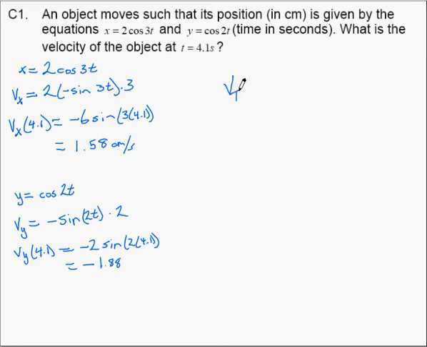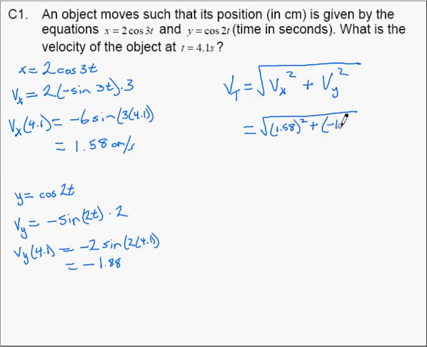So now we know the x component of the velocity and the y component of the velocity. The total magnitude of the velocity then is equal to the square root of the x component squared plus the y component squared, which is going to equal the square root of 1.58 squared plus negative 1.88 squared, which gives us 2.46 centimeters per second.